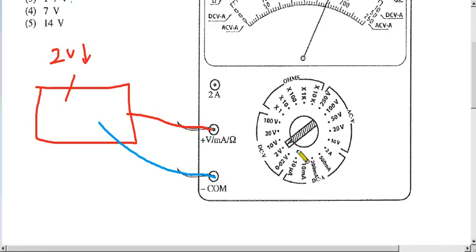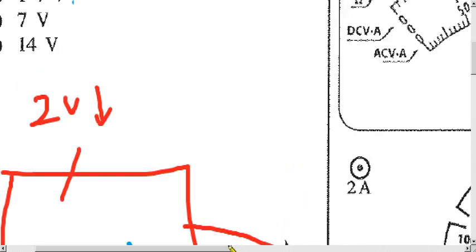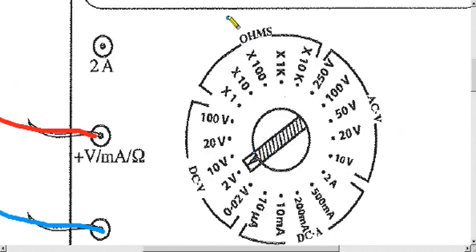So you have to start from the switch. In the exam, you have to start from the switch. First of all, you have to identify the arrow on the switch. Here there is an arrow. The arrow side is the side that you have to read. The other side without the arrow is not the one you are going to read. It is not the proper category or value. So here they have turned it to 2 volt.